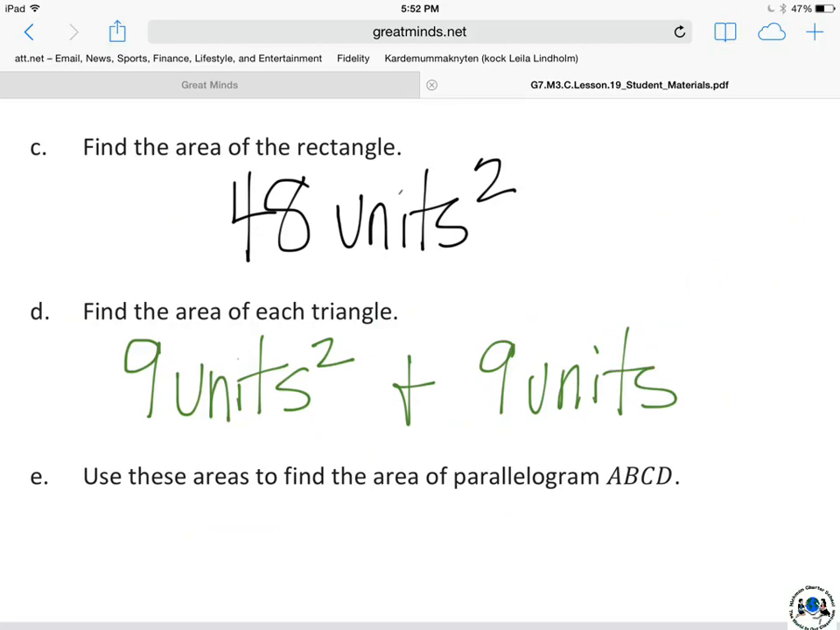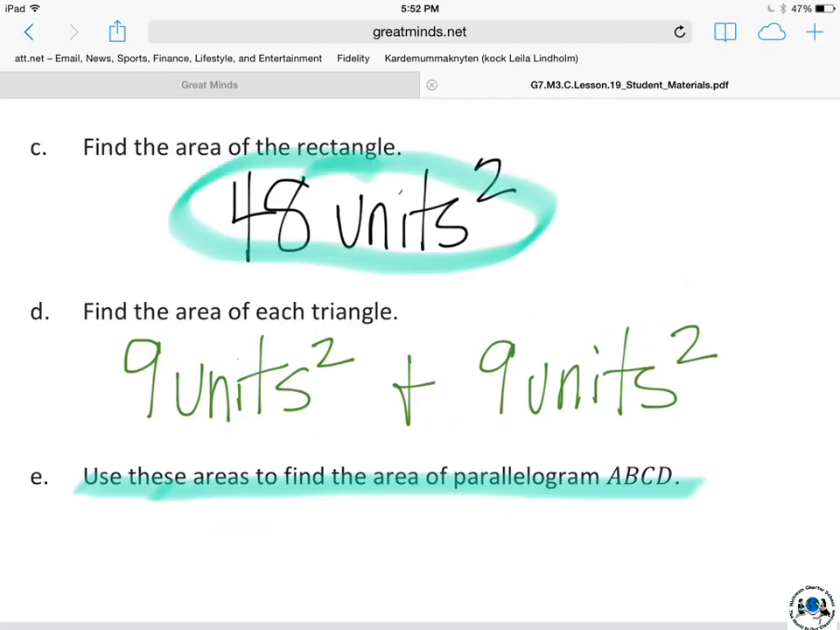Now let's write those in. The area of each triangle is 9 square units for S and 9 square units for T, because they are equivalent. And now we're going to use these areas to find the area of parallelogram ABCD, which was our pursuit from the beginning. It's an odd-shaped figure, so we're decomposing here. We're actually constructing to deconstruct, which is interesting.